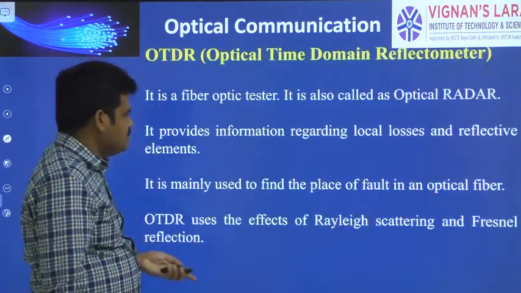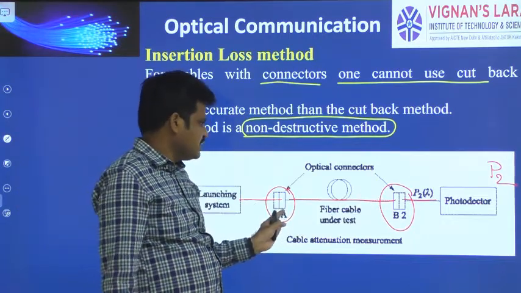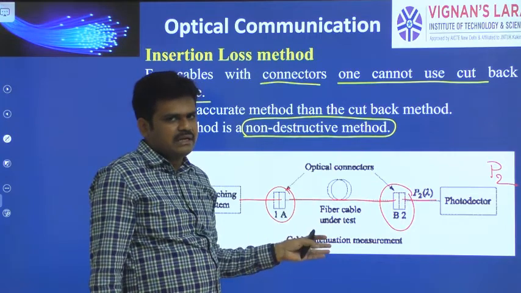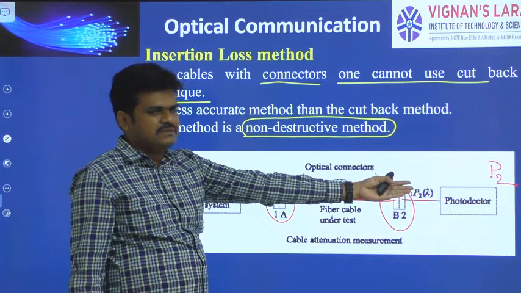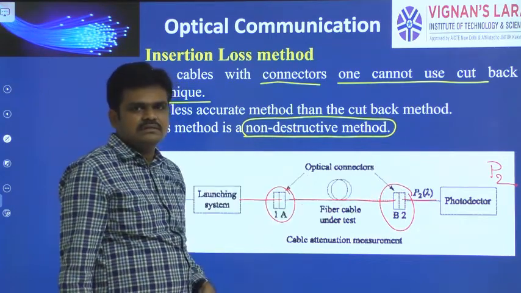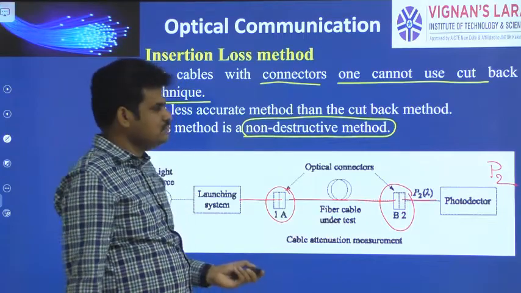One point is, here there might be connectors. In the second step, when you laid the cable, there might be connectors or not, whatever it may be, the optical power received includes the losses at the connectors.